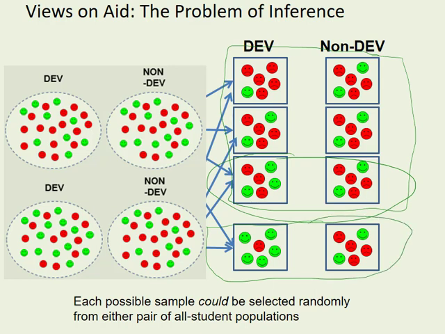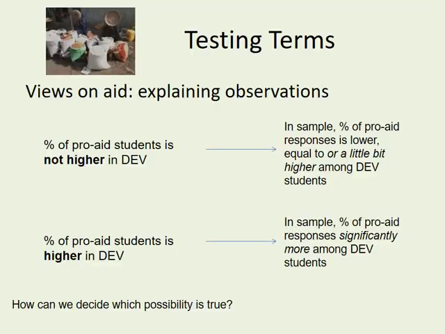So when you try and explain this, if this is the population situation, number of pro-aid students is not higher in dev, then you might like to match it up with that. So in the sample, it's not higher in dev. And in the whole population, if it is higher in dev, you might want to match that up with the sample where it's much higher in dev. Unfortunately, as we've seen, both combinations are possible. You could get this in the whole population and either of these two things in your sample, or it could be higher in the population and either you get this or you get this in the sample.